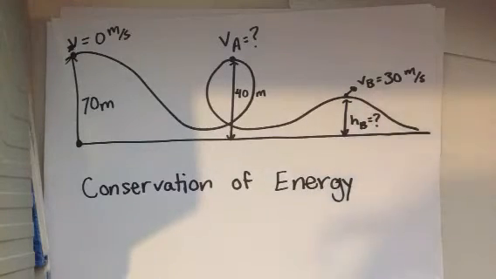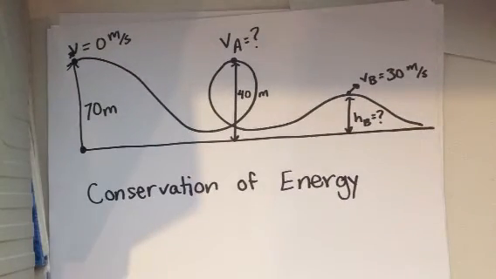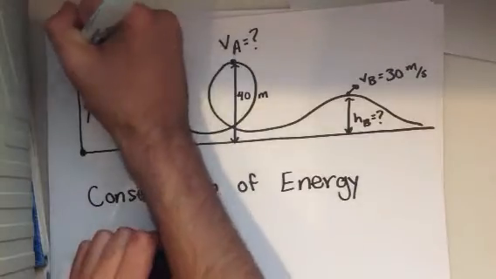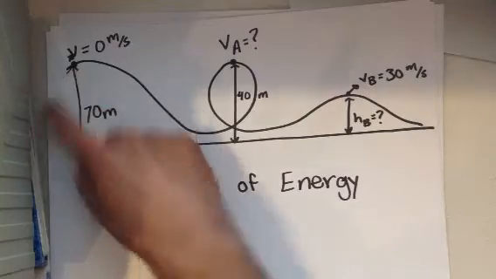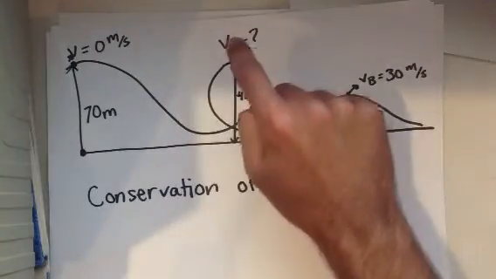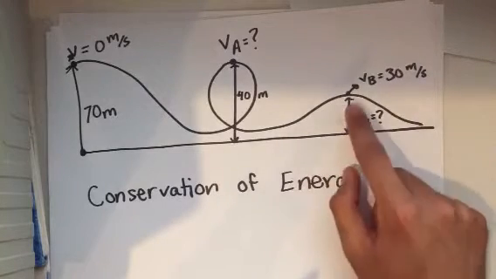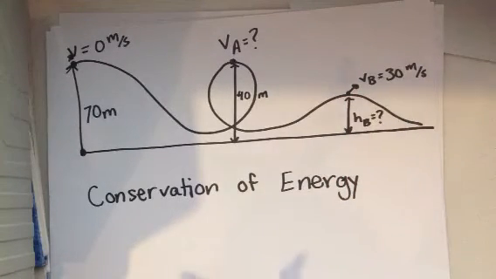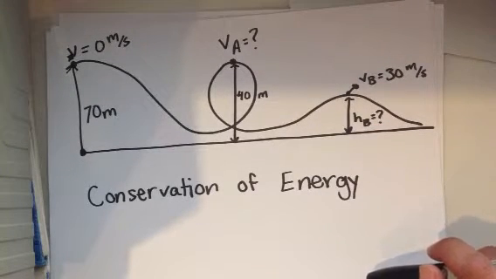Okay, so today we're going to be dealing with the conservation of energy question. In this question we have a roller coaster that starts from here and ends up at this point here. At the top of the hill, the roller coaster's velocity is 0 meters per second, and it's at a height of 70 meters. Here at the loop-de-loop, it has a height of 40 meters, and for part A, we're looking for the velocity at that point. For part B, we were given the velocity here to be 30 meters per second, and we are supposed to be finding the mass. Sorry, the height.